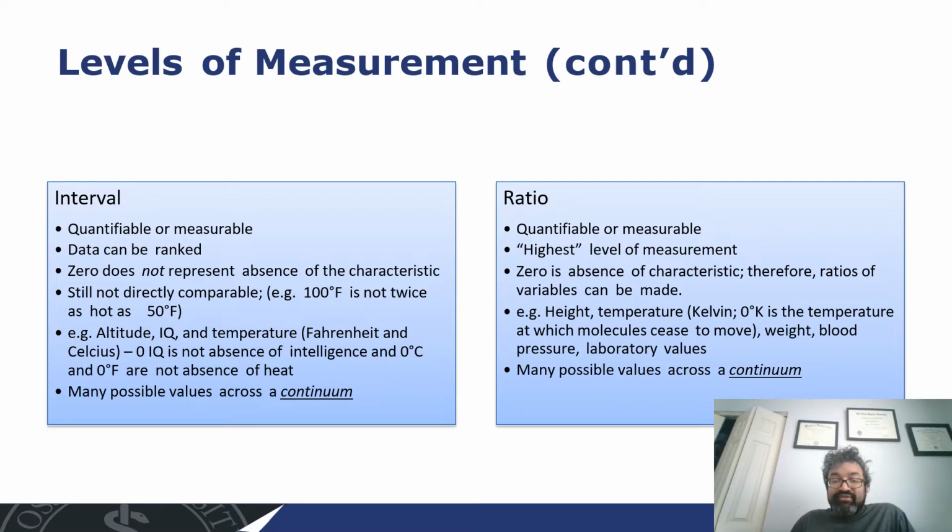It's the highest level of measurement. 0 is absence of the characteristic. Ratio variables can be made: height, temperature, the temperature at which molecules cease to move. So there are many possible values across the continuum. And honestly, interval versus ratio, as you go from interval to ratio, there are more and more types of values that you can include.